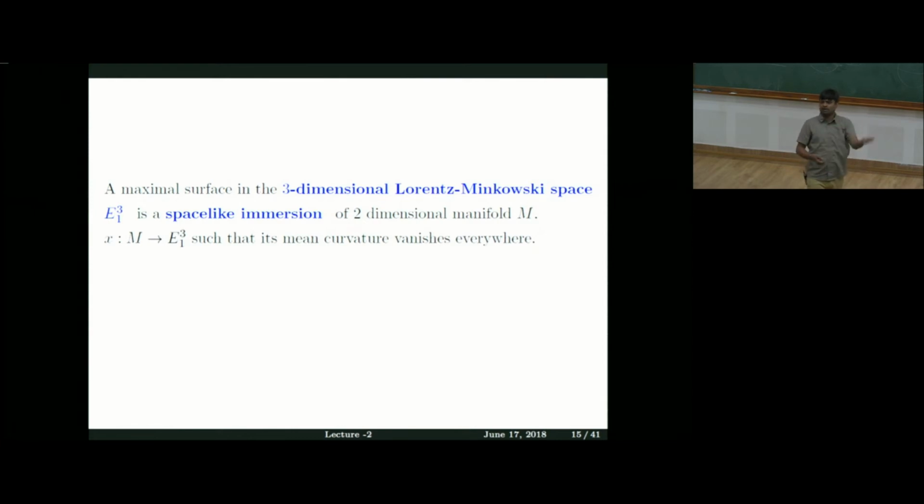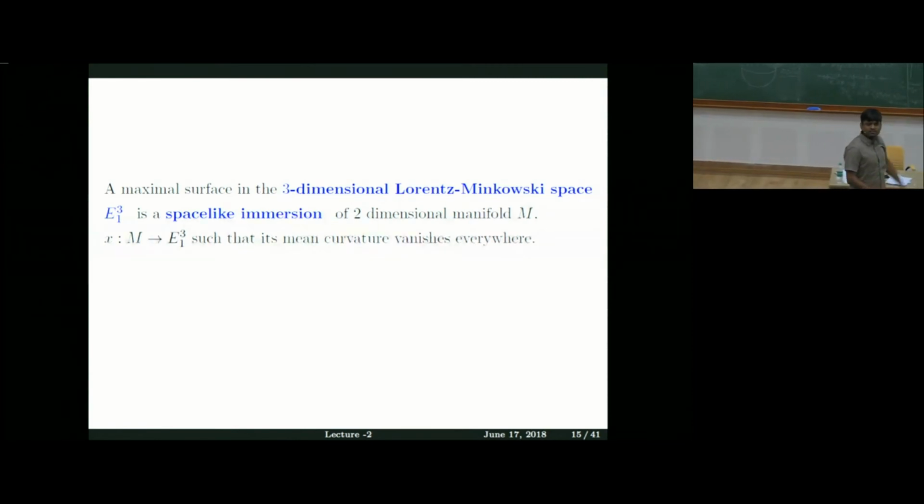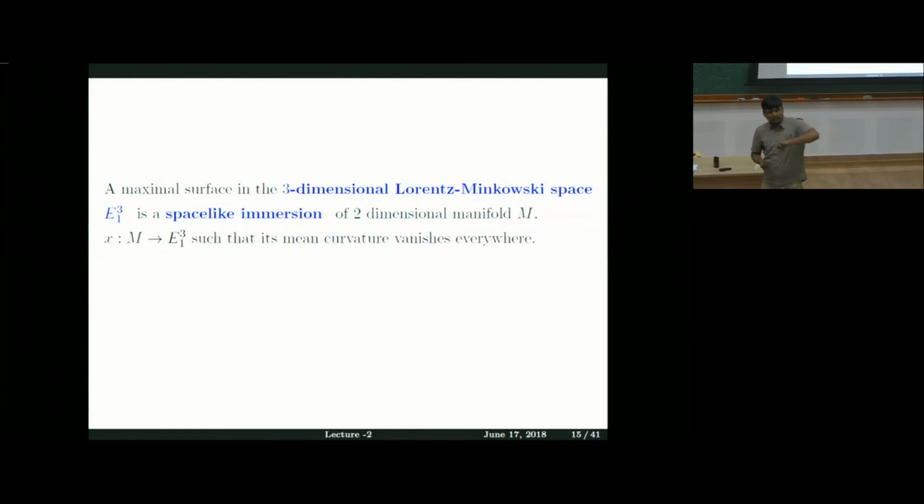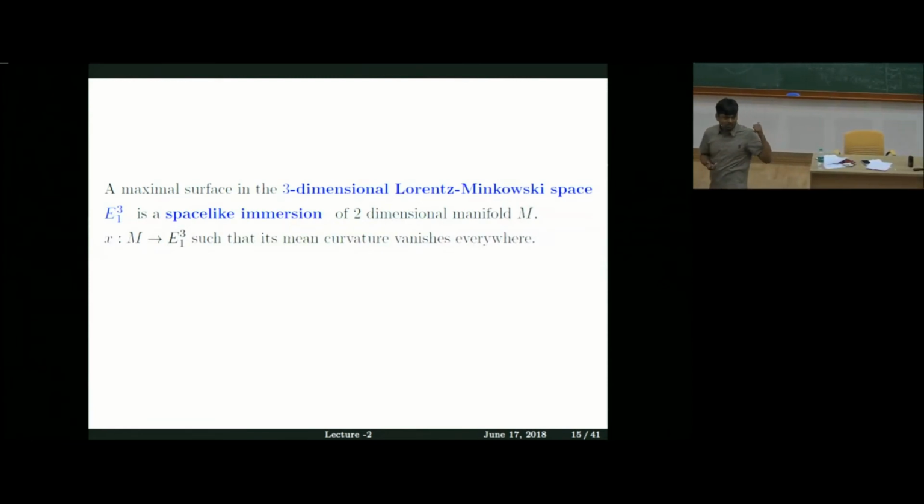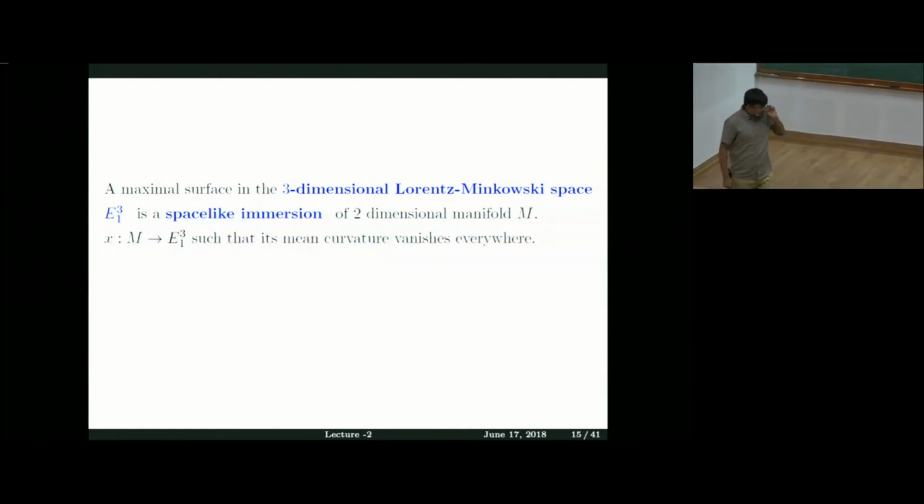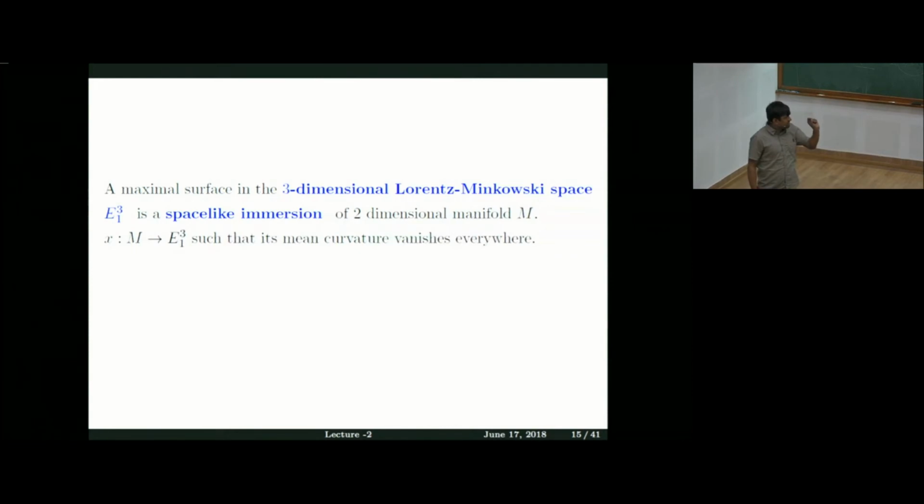You have k1, k2, define (k1 plus k2) by 2, and that is the mean curvature, in a similar way. And if the mean curvature vanishes, then we say that is a maximal surface. And the meaning of maximal is that it turns out to be locally area maximizing in that metric, for this type of immersions. Go through the definition only. We understand every word here. Maximal surface in 3-dimensional Lorentz-Minkowski space. There may be some other dimensions, but we will not go there. Here, 3 dimensions.